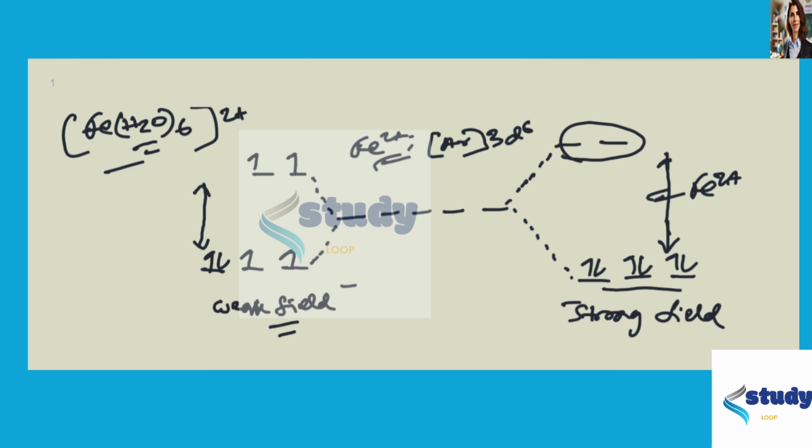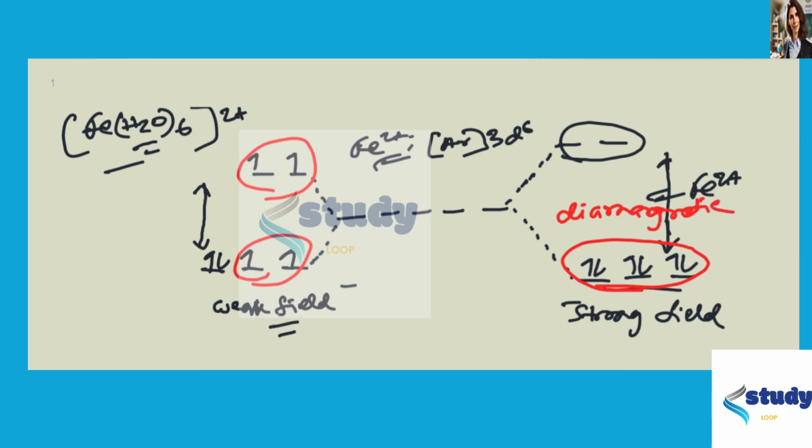So from here we can clearly see that in case of weak field, we have 4 unpaired electrons, and in case of strong field, we don't have any unpaired electron. And since it is said that the complex is paramagnetic, we know that a complex being paramagnetic means it has at least one unpaired electron. If a complex does not have any unpaired electron, then it is a diamagnetic compound or complex. And since there are more than one unpaired electrons, this one is paramagnetic.